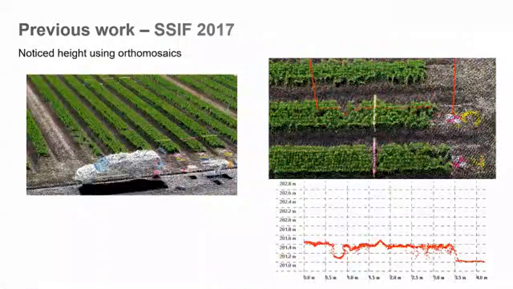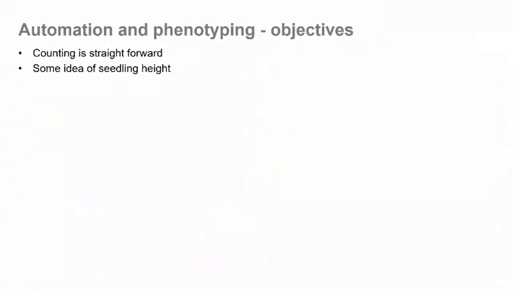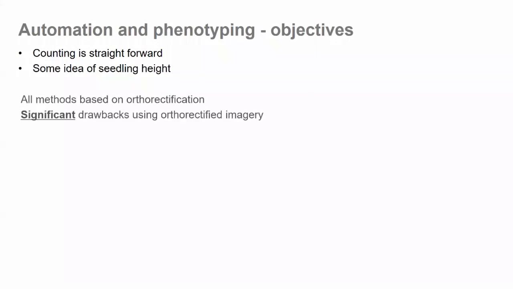During this same work, we also noted that when you generated orthomosaics from your overlapping UAV imagery, you could actually get a reasonable estimation of seedling height within the beds. So based on this work, we know that getting counts of our seedlings from UAV imagery is straightforward. And we also knew that we could get some idea of seedling height as well. But there is one fundamental issue that we identified when we were doing this work. And that's that all of these results are based on a process called orthorectification. And there are significant drawbacks when trying to use orthorectified imagery for phenotyping or automation.